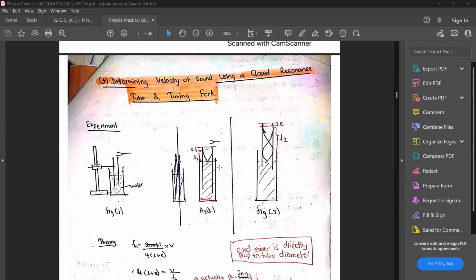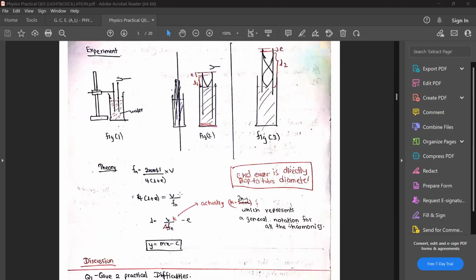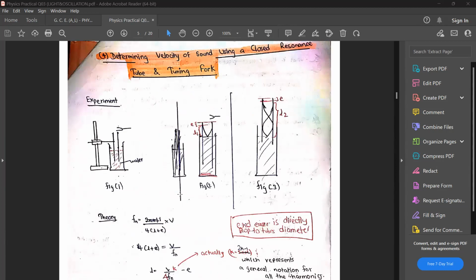Determining velocity using a closed resonance tube and a tuning fork is not very practical. But if you go to the next practical, you can see that using that practical, we can easily determine the velocity of sound in a much more practical way. Since this practical is not practical, we have a lot to discuss: difficulties, improvements.